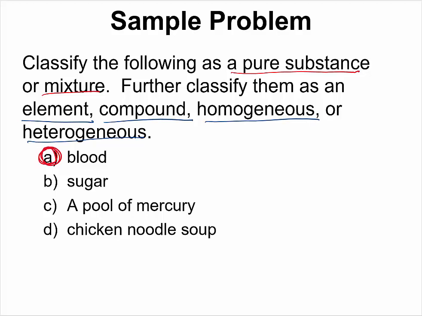If somebody pricks you and blood gushes out, all you see would be red. However, blood has many components in it. You have the red blood cell, you have the white blood cell, you have the platelets, and so on. So everything appears uniform to you, although it is a mixture of several components. So this would be a mixture, and it will be homogeneous because everything appears uniform.